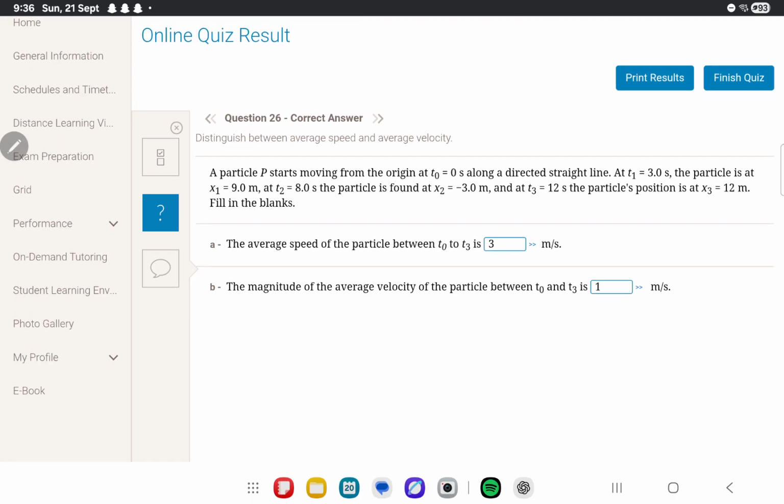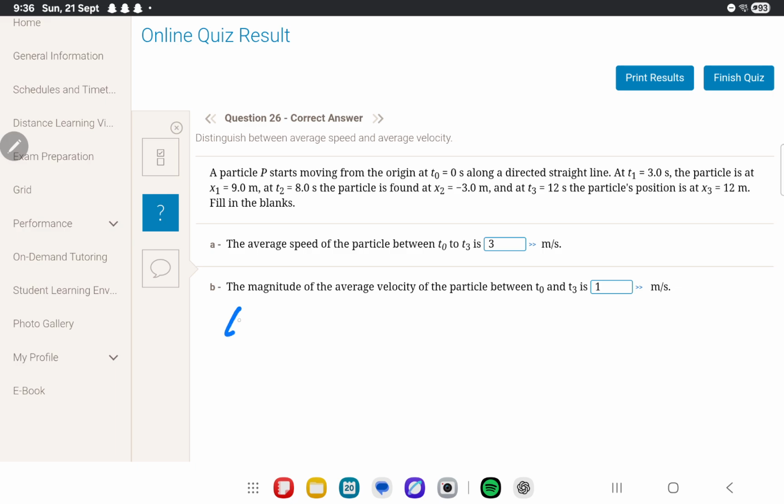A particle P starts moving from the origin at t equals t0 along a straight line. Then at t1, 3 seconds, the particle is at 9 meters, at t2, 8 seconds, the particle is at negative 3 meters, and at t3, 12 seconds, the particle is at 12 meters. The average speed between t0 and t3.